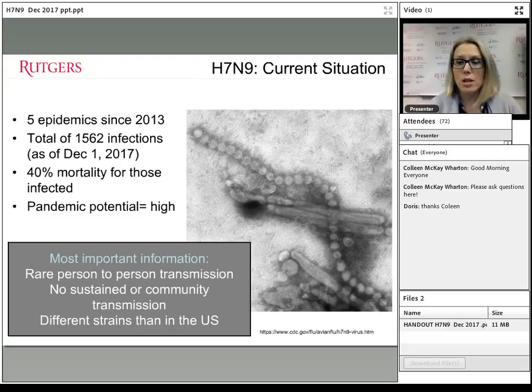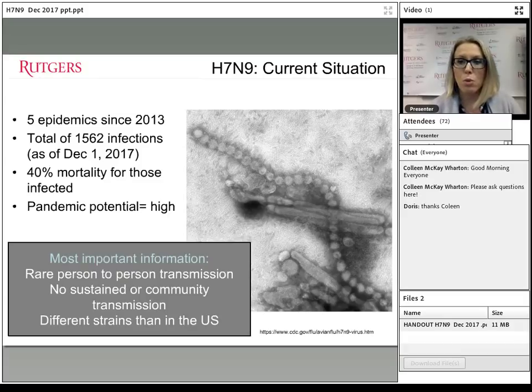So the current situation with H7N9 right now is that there have been 5 total epidemics in China since 2013. They're seeing these epidemics spread to larger geographical locations, and the one currently in 2017 is the most concerning because it's spanning quite a wide range of geographical locations, and the viruses have gone from low pathogenicity to high pathogenicity. There have been a total of over 1,500 infections as of December 1st. The concern with these infections is that they're not typical flu-like symptoms.